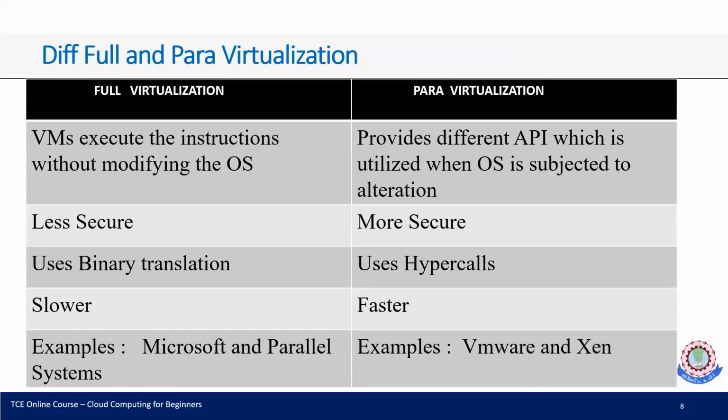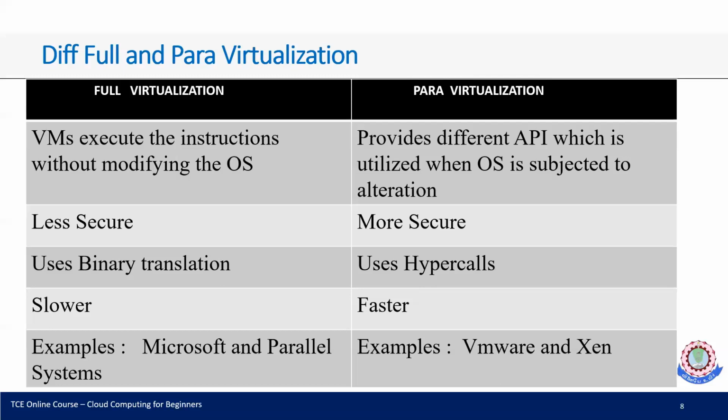Whenever talking about full virtualization, we all know that VMs will execute all the instructions without modifying any set of kernel code. It will be less secure when compared to para. Full will always use binary translations, while para will use hypercalls. Full is slower when compared to para. When talking about para, it will be faster when compared to full. This para will use different APIs, which are utilized when the OS is subjected to alteration. Examples of full are Microsoft and Parallels systems. VMware and Sun will go ahead with para.